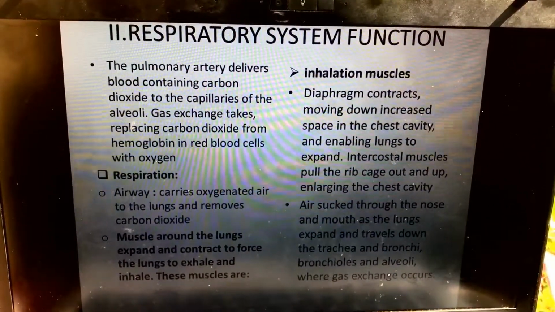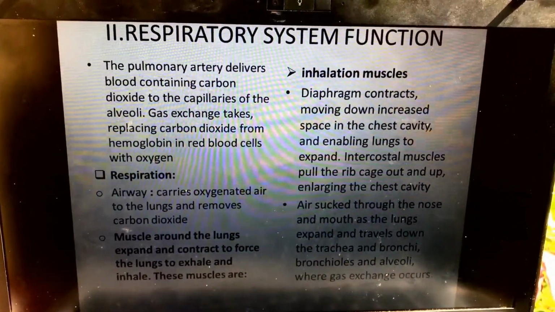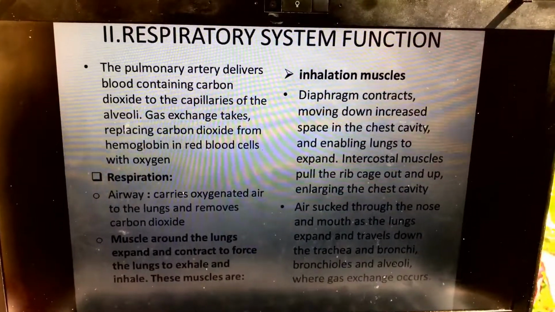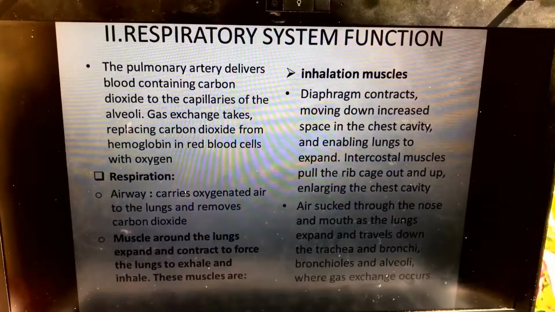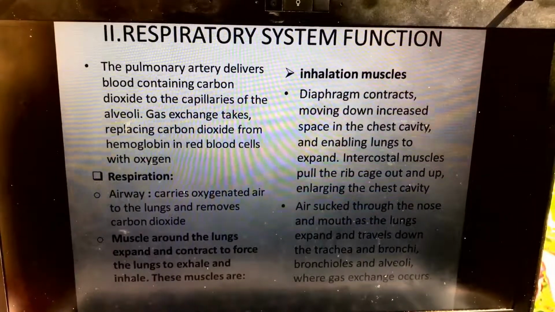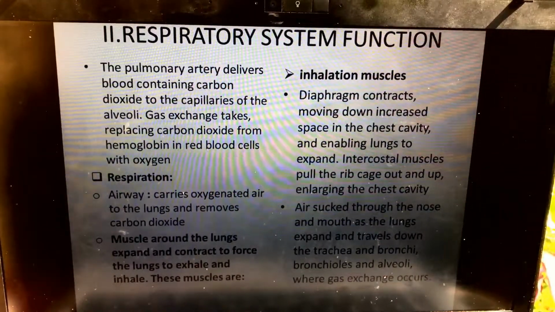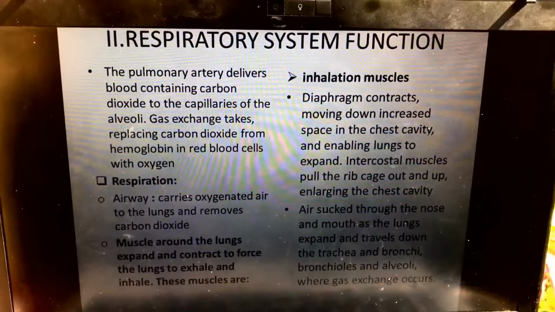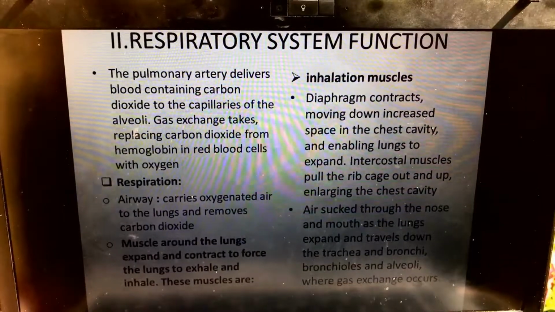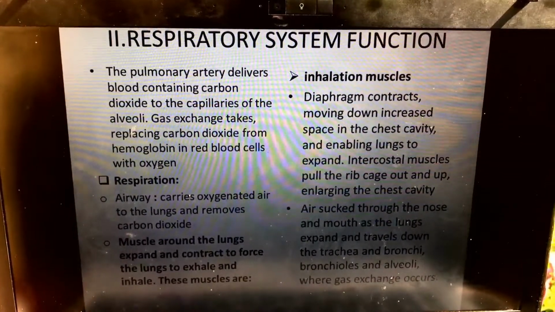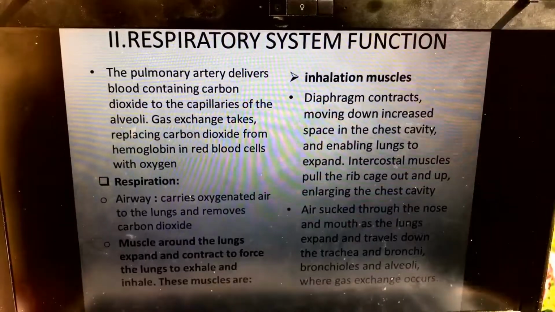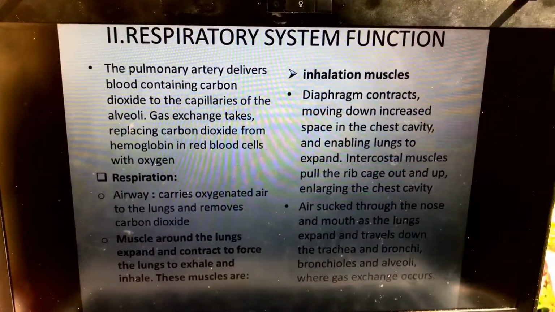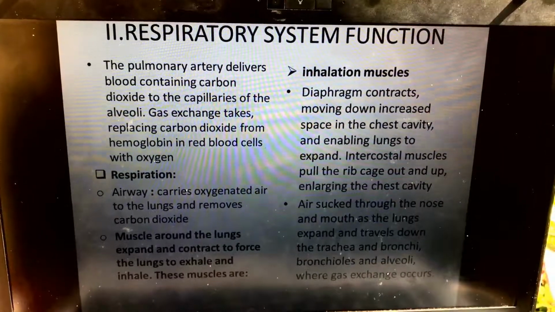The pulmonary artery delivers blood containing carbon dioxide to the capillaries of the alveoli. Gas exchange takes place by replacing carbon dioxide from hemoglobin in red blood cells with oxygen. Let's see other functions of respiration. The airway carries oxygenated air to the lungs and removes carbon dioxide.